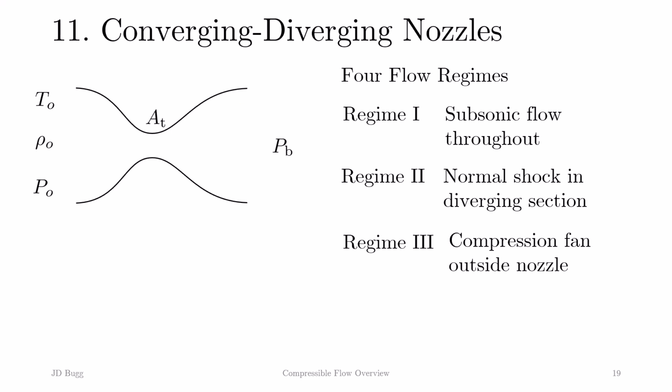In regime 3, we have a compression fan outside of the nozzle. At this point, the static pressure at the exit is quite a bit lower than the back pressure. Therefore, as the gas exits the nozzle, its pressure needs to increase in order to get back up to the back pressure. That pressure increase takes place through a complex series of oblique and normal shocks called a compression fan occurring outside the nozzle. The fourth regime is when the back pressure has been reduced so that there is an expansion fan outside of the nozzle. Now the pressure is lower outside of the nozzle than it is at the exit, so as the gas leaves the nozzle, it's going to expand into the surroundings.